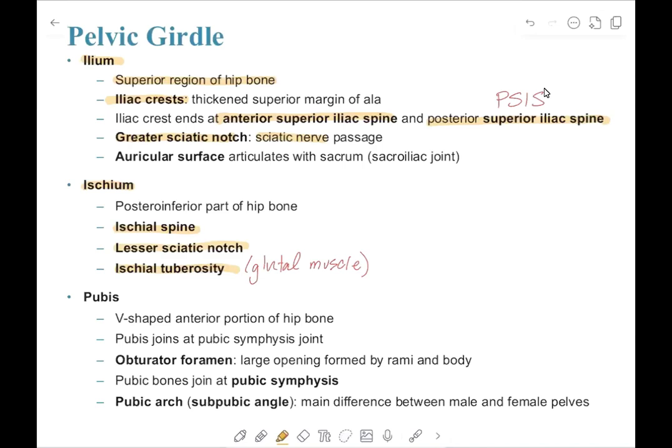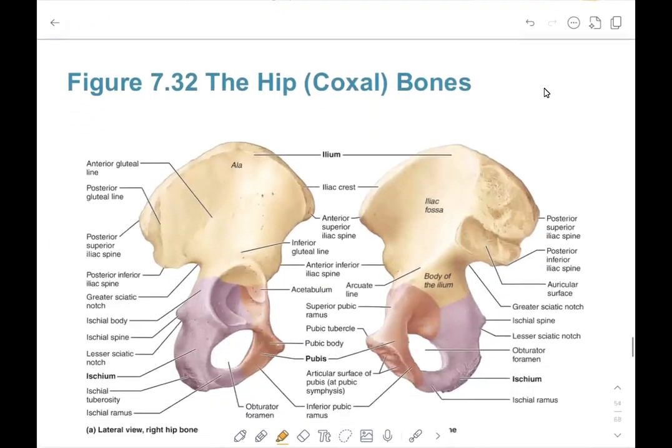The most medial bone is the pubis, which joins at the pubic symphysis joint. There's an obturator foramen, which is a hole for the obturator nerve. The pubic bones join at the pubic symphysis. And then the pubic arch is really key for being able to see the difference between the male and the female pelvises, which we will see in the next video.